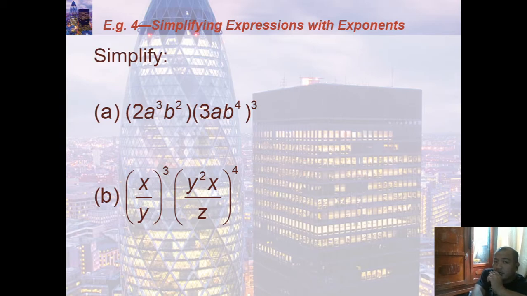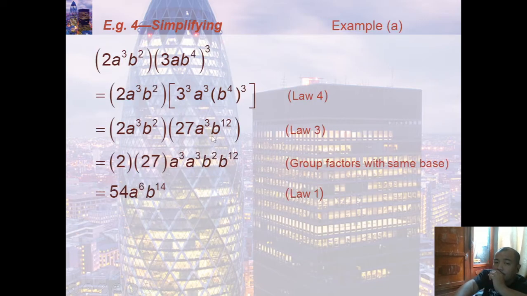Okay, let's have exercises here. Simplify. Letter A, what's your answer? First, you cube 3ab to the 4th. Then you multiply it to 2a cubed b squared. 3 cubed is 27 times 2, 54. Then add 3 and 3, 6. 27, a to the 6, b to the 14. Right? Yeah, 54, a to the 6, b to the 14. Right?